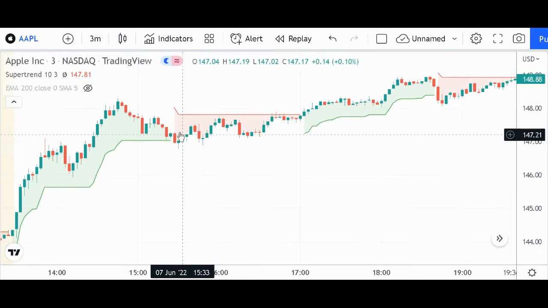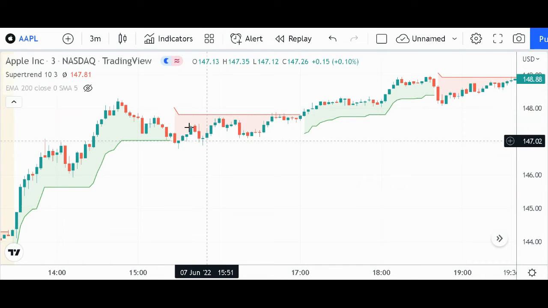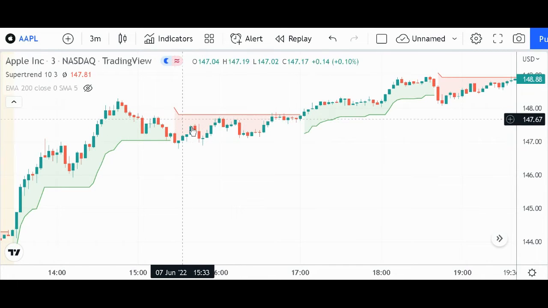Now, some people will go short. That's a possibility. That's more advanced, though. That's not really for beginners, short selling stocks. It's kind of a risky proposition for beginners to try to do that.